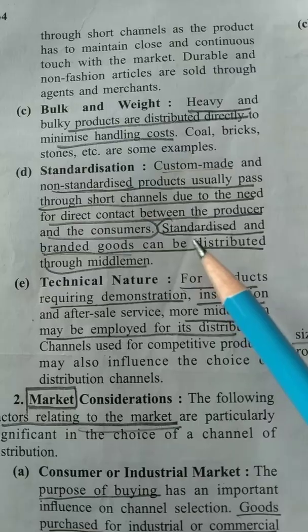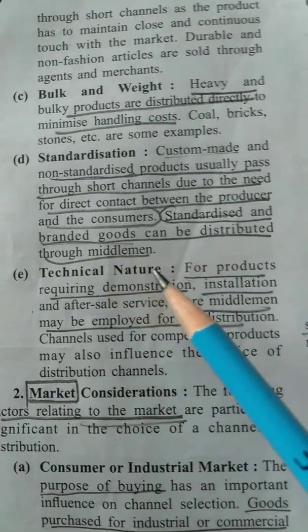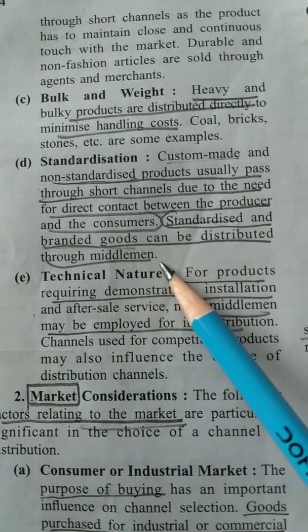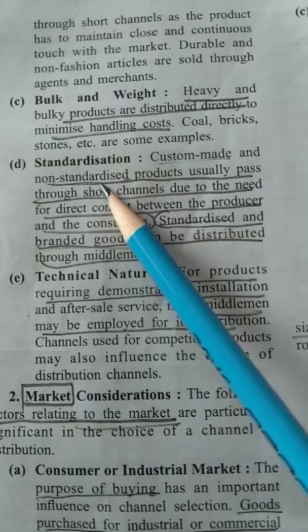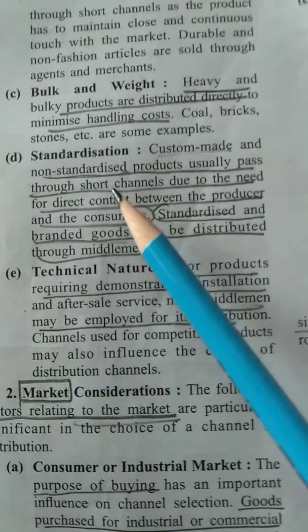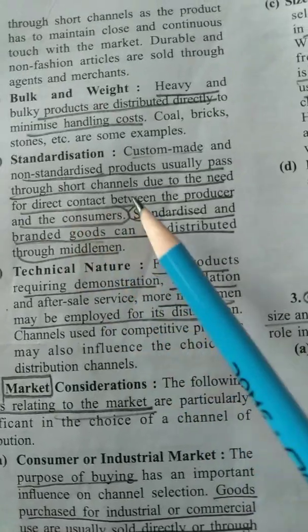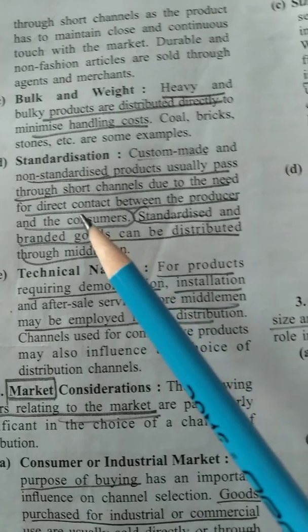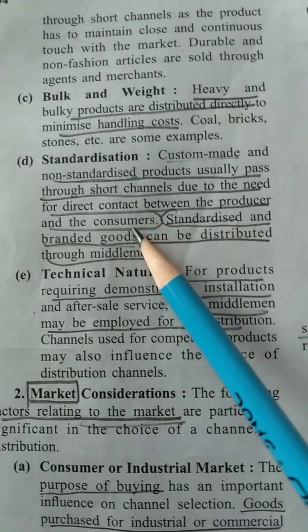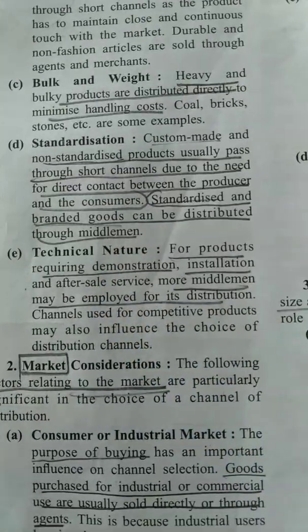Standardization. Standardized products are branded products. So if the products are standardized and branded, they can be sold through middlemen because people know about those products and about the brands. But if the products are non-standardized, then they usually pass through short channels so that the description about those products can be given easily through those channels. For direct contact between the producer and the consumer, the producer can tell the consumer about the qualities and the uses of that product.